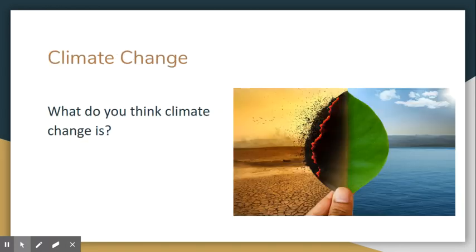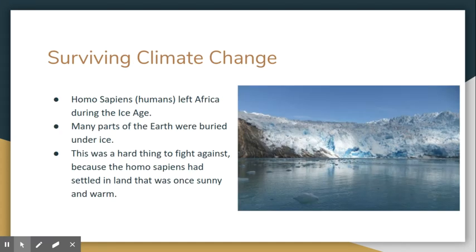Now, climate change. Real fast. Think to yourself, what is climate change? What do you think it is? I've got a scary picture of a leaf looking fine, then a leaf burning off in the desert. Okay? Let's take a deeper look into what climate change actually is. All right?